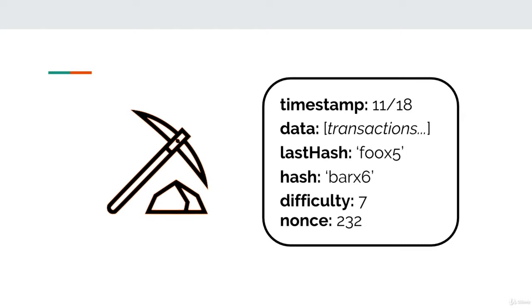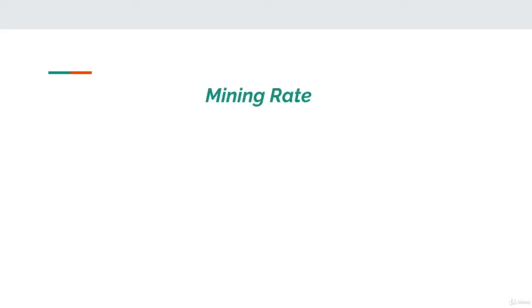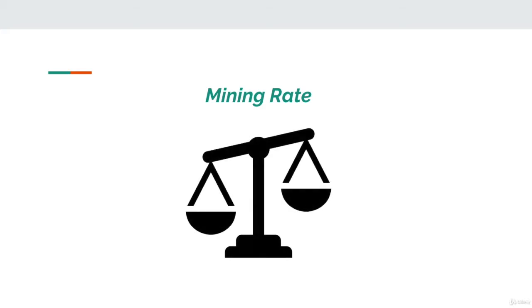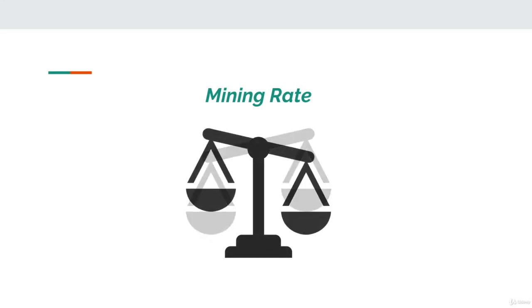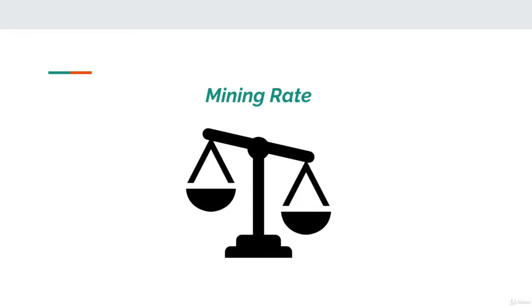So, because of this difficulty setting, blockchains can also control an overall mining rate for the system. If it's taking a short time for miners to add a new block, then it will raise the difficulty requirement. Likewise, if it's taking miners a while to add new blocks, then we should lower the difficulty. Overall, the difficulty will raise and lower to bring the average rate at which blocks are added to the system closer and closer to the set mining rate that we have.